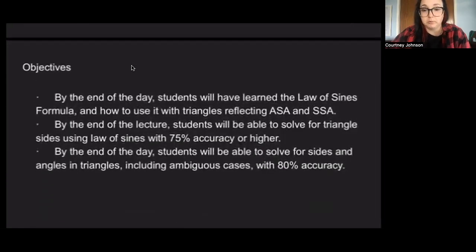As for our objectives today, by the end of the day, we hope that students have learned the law of sines formula and how to use it with triangles reflecting ASA and SSA properties. By the end of the lecture, students will be able to solve for triangle sides using law of sines with 75% accuracy or higher. And by the end of the day, students will be able to solve for sides and angles in triangles, including ambiguous cases, with 80% accuracy. So those are our objectives for this unit, guys.